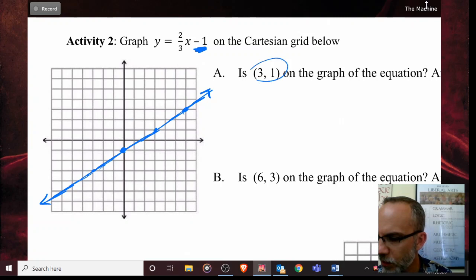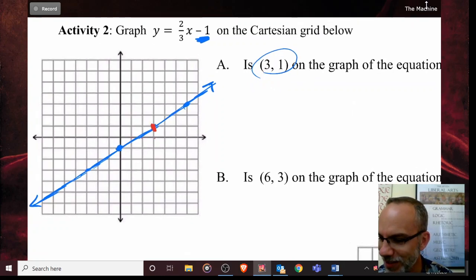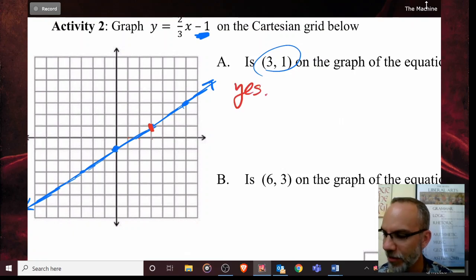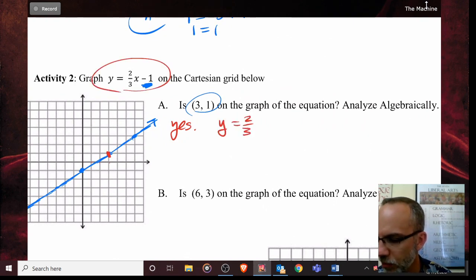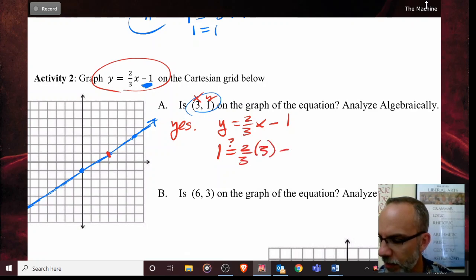Okay, is (3, 1) on the graph of this equation? Okay, let me double check. Let me pay attention this time. 3, so to the right, 1, 2, 3, and up 1. Well, they're in red. Well, it looks like it to me. Yes, but analyze it analytically. Okay, so I'll take the equation now. y is equal to 2/3 x minus 1, and substitute in. This is my y value of 1 and x value of 3. So is 1 equal to, I don't know, I'm asking, 2/3 times 3 minus 1?